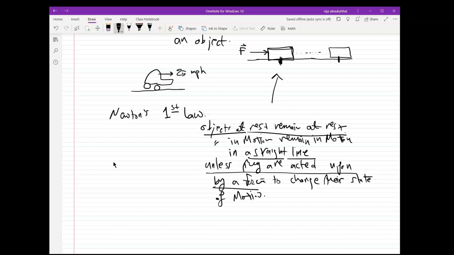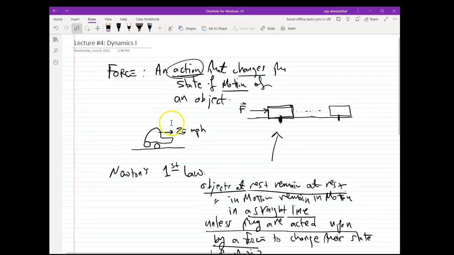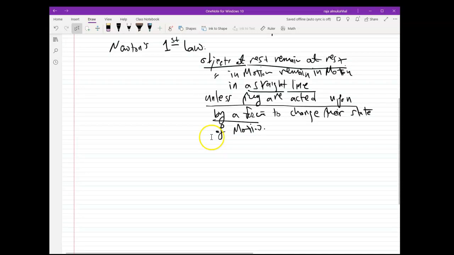So what changes the state of motion of an object? The force. And what is the force? It's an action. Go back to this one. It's an action that changes the state of motion of the object. Okay? That's basically Newton's first law. Newton's third law, I'll come back to the second in a minute.